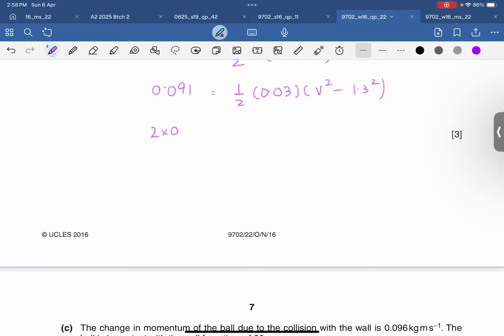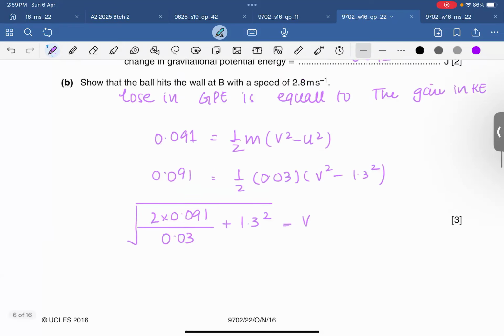2 into 0.091 divided by 0.03, सही हो गया, plus 1.3 squared, and the whole thing under root. हाउ मच? 1 second. 1, 2, 3 plus 1.3 square. Gives you 2.78. कितना?